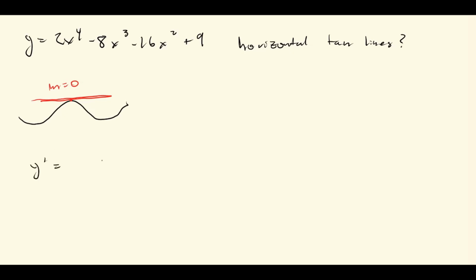So we'll go ahead and take the derivative. So y prime is equal to, we'll go ahead and apply the power rule to each term. So we get 8x to the third minus 24x squared minus 32x, and then the derivative of any constant is 0. So here we have the derivative, and now we want to find where y prime equals 0. So where does the slope equal 0? Because then that will mean that we have a horizontal tangent line at that point. So we'll go ahead and set this derivative equal to 0.